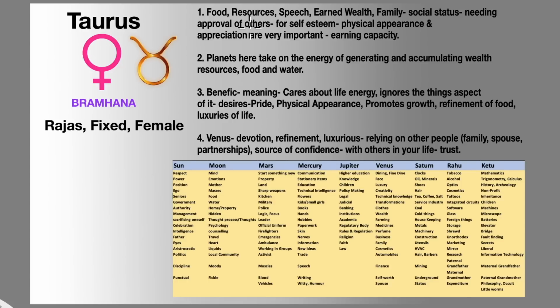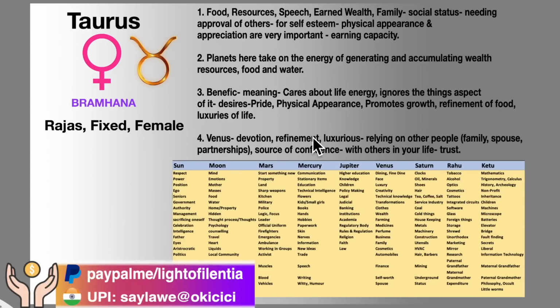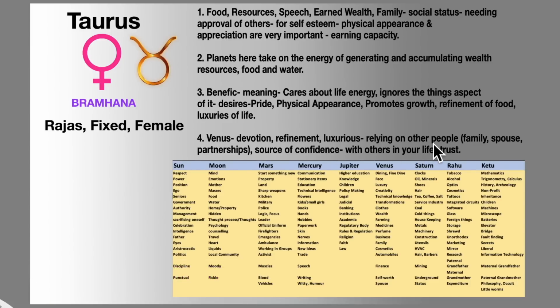In astrology, if we are talking about where you get your sense of pride, it's a benefic. It cares about life energy. It is about your pride, your physical appearance, promotes growth, refinement of food and luxuries of life. So this is a great meaning for us where we derive a sense of self-worth. Venus stands for devotion, refinement, luxuriousness. It's a wealthy sign, both Taurus and Libra. Take care of this. Relying on other people like family, spouse, partnerships as a source of confidence. Others with trust in life.